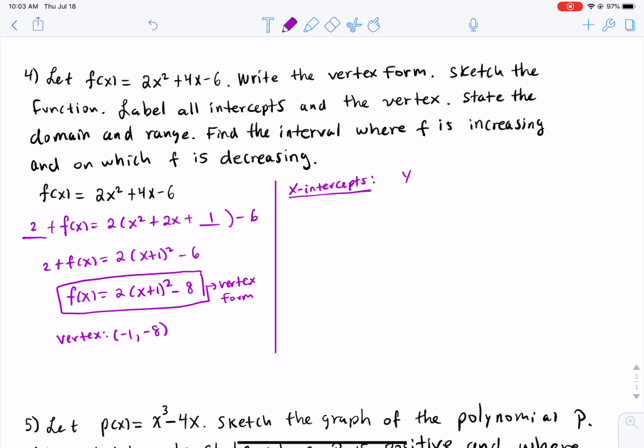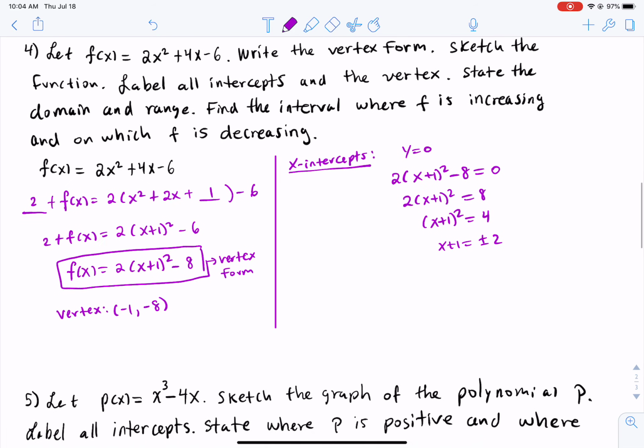We let y equal 0 in our original function, but I would like to use the vertex form for this one. So I will have 2 times (x plus 1) squared minus 8 equals 0. So 2 times (x plus 1) squared equals 8. That means (x plus 1) squared equals 4. I take the square root on both sides. I get x plus 1 equals plus or minus 2. And so x equals -1 plus or minus 2. The two possibilities are that x equals 1 and -3. So these are the x-intercepts.